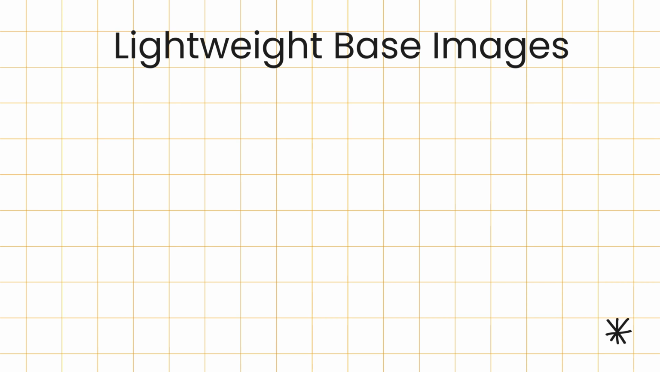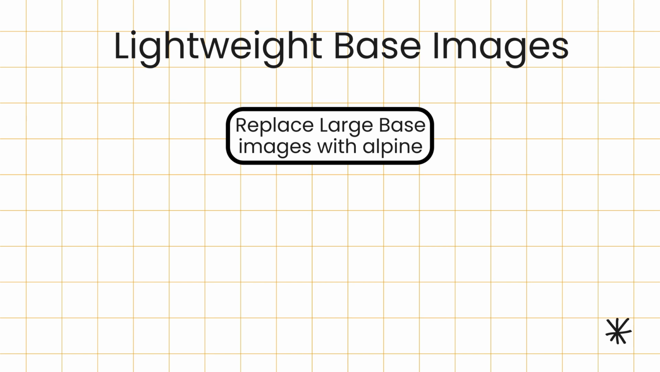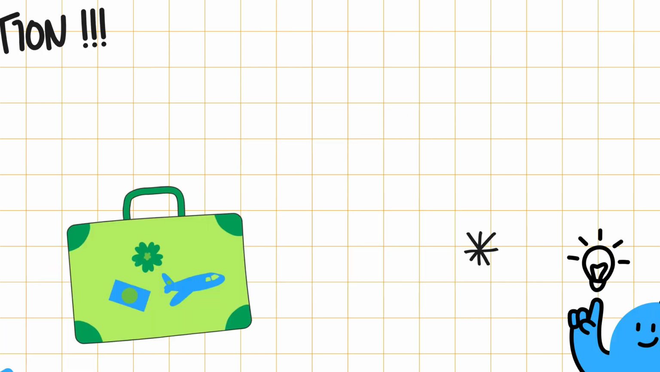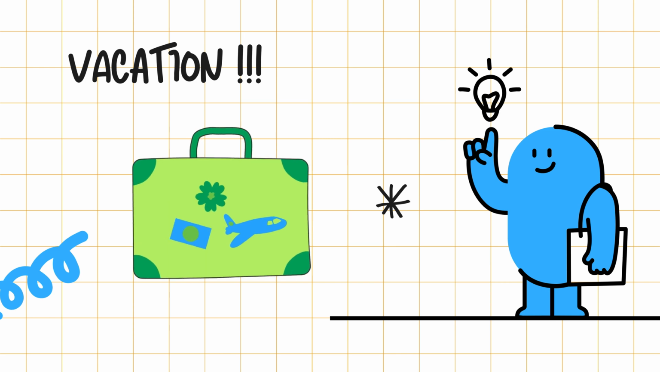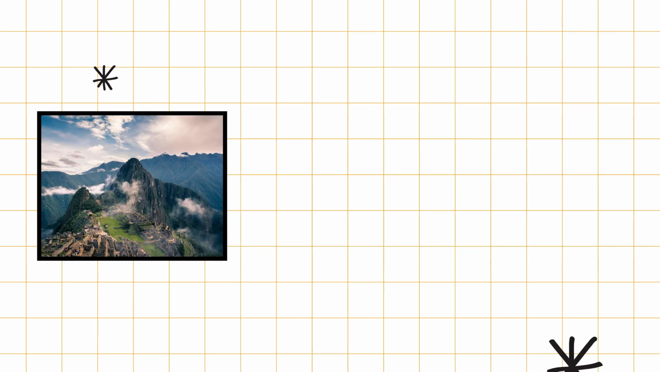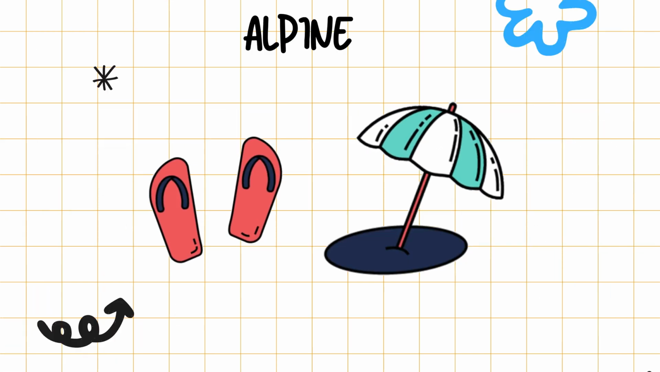Use lightweight base images. If your Dockerfile uses Ubuntu, Debian, or other large images, consider replacing them with Alpine whenever possible. Alpine is a much lighter alternative. Think of it like packing for a vacation. A standard Linux distribution prepares for all conditions. Peru, Antarctica, Fiji, it's packed for anything. But Alpine assumes you're headed to the beach.